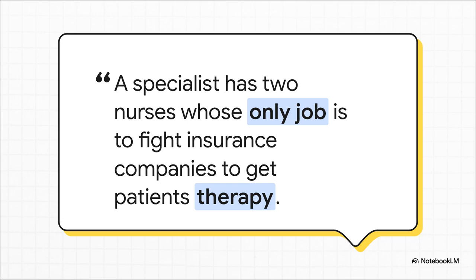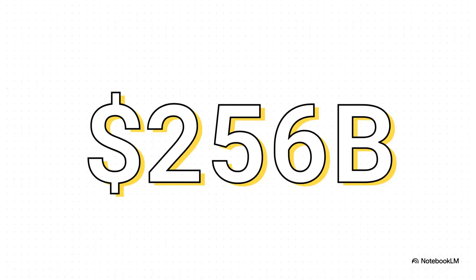Two highly trained medical professionals whose entire job is not taking care of patients, but just fighting the system so their patients can get the therapy they need. That is the toll gate creating friction, and it's doing it by design. And the cost of all that friction, it's astronomical. We're talking $256 billion in a single year. And remember, that's not money for doctors or new research or medicine. That is just the cost of running the toll gate itself.